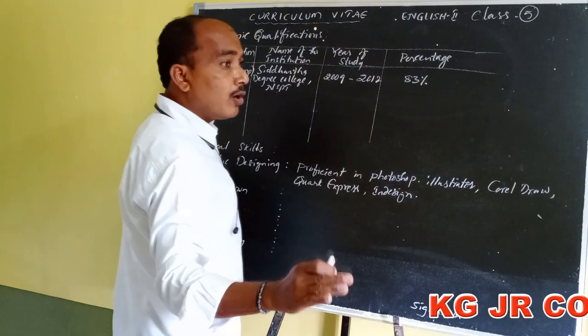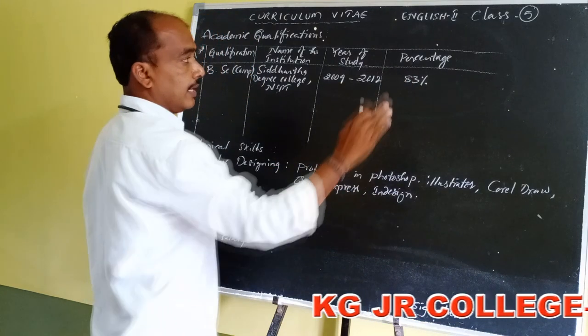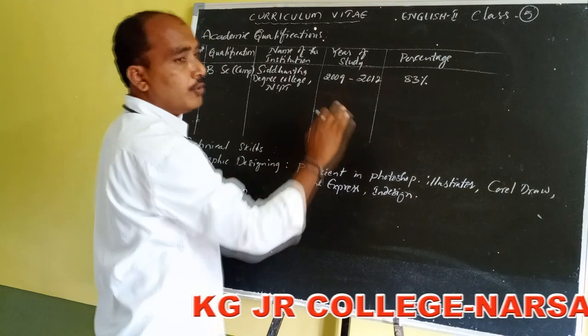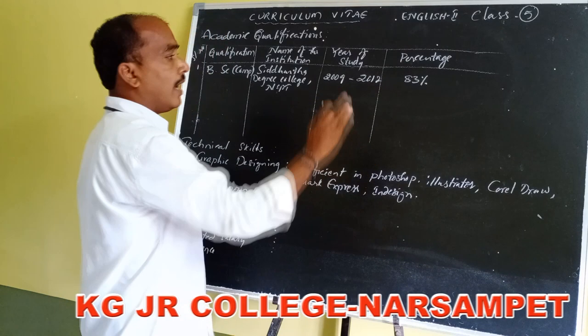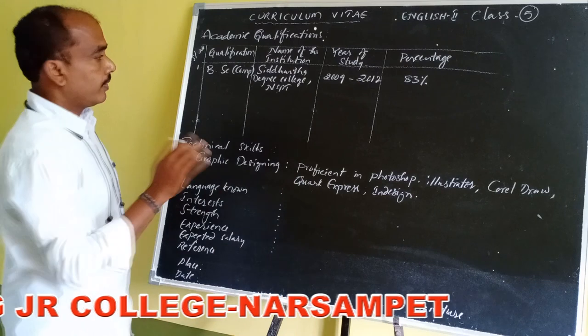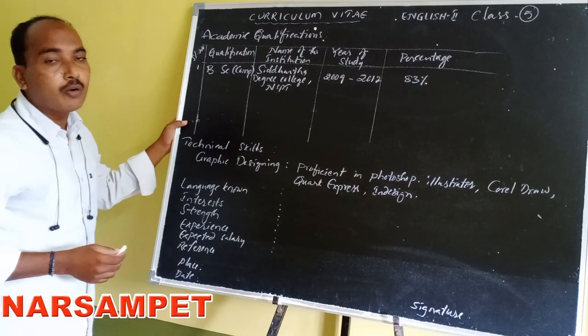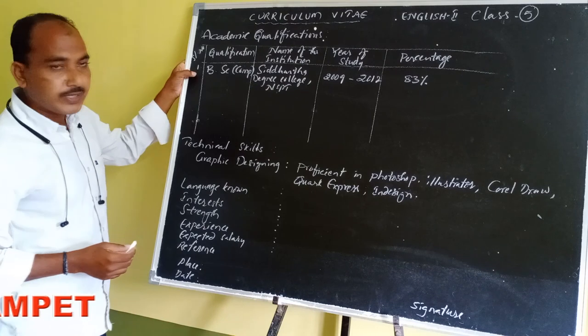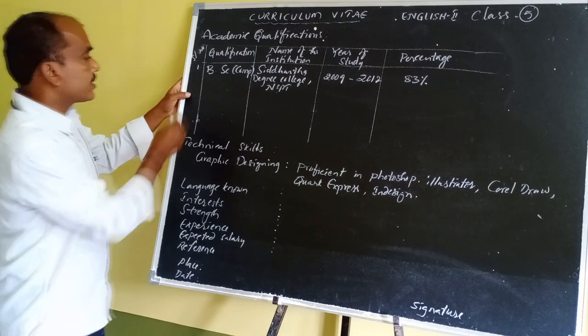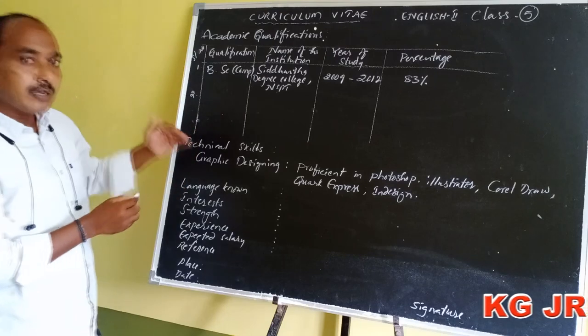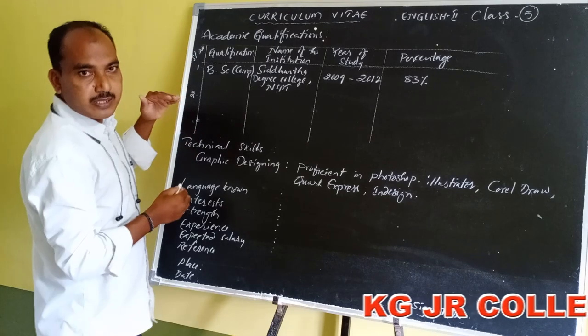If they did not give any particular details like percentage or year of study, you have to imagine yourself and write your own. And the next one, chronological order, I told you, means high qualification to low qualification, you have to write. High qualification is here, BSc. Next, low qualification.